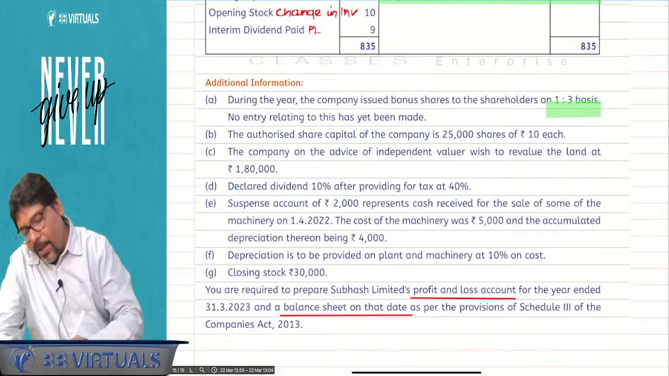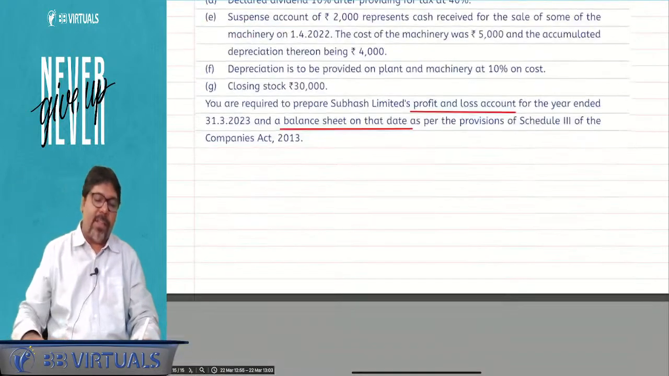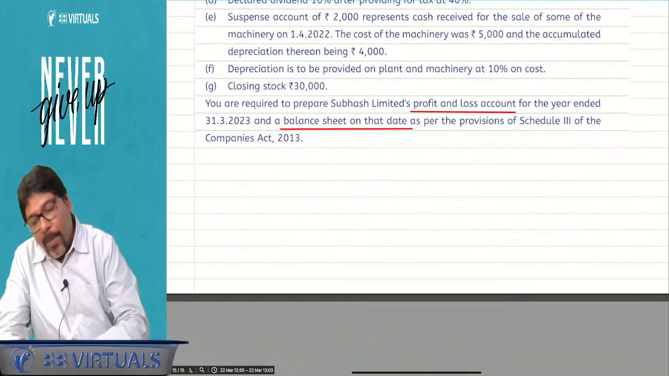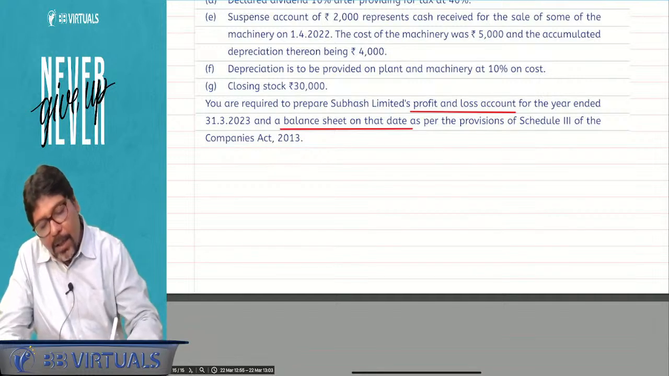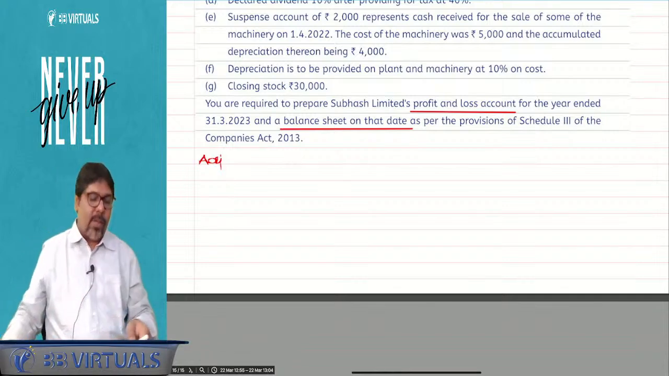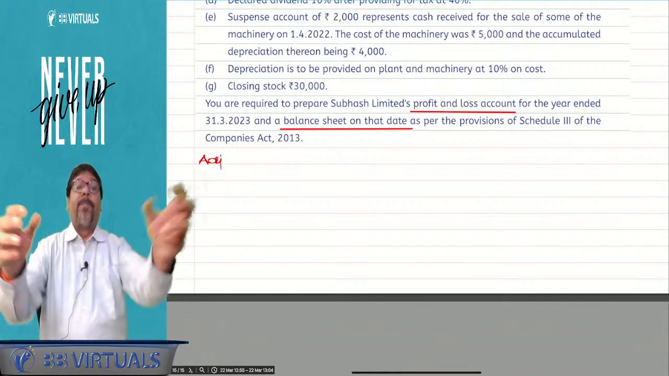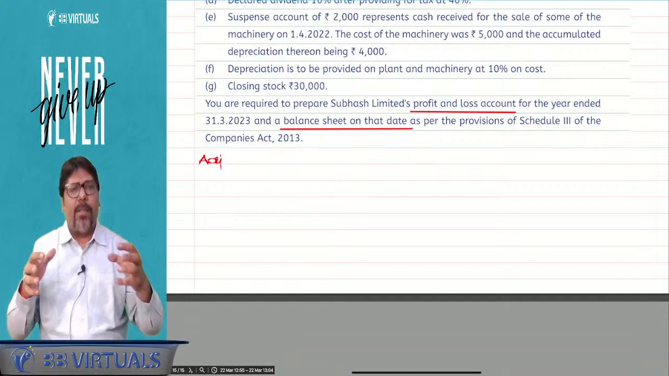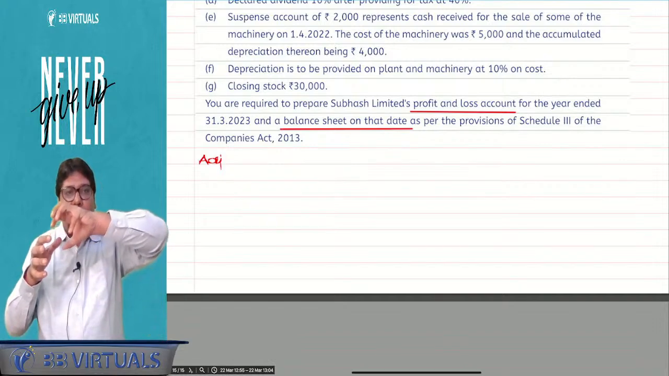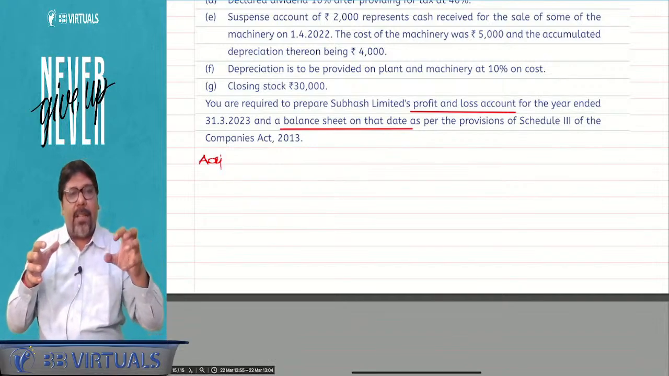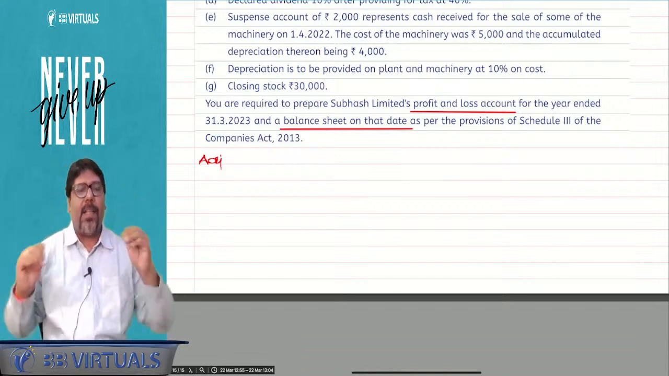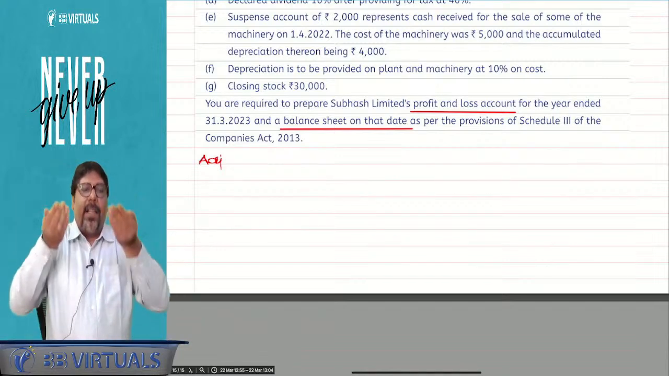Bonus shares are free shares issued by the company to its existing shareholders. Yes or no? Yes. Bonus shares are issued out of reserves. They are free shares. So if you are giving bonus out of reserves, chartered, you will convert reserves into share capital. That means reserves will decrease, and share capital will increase.